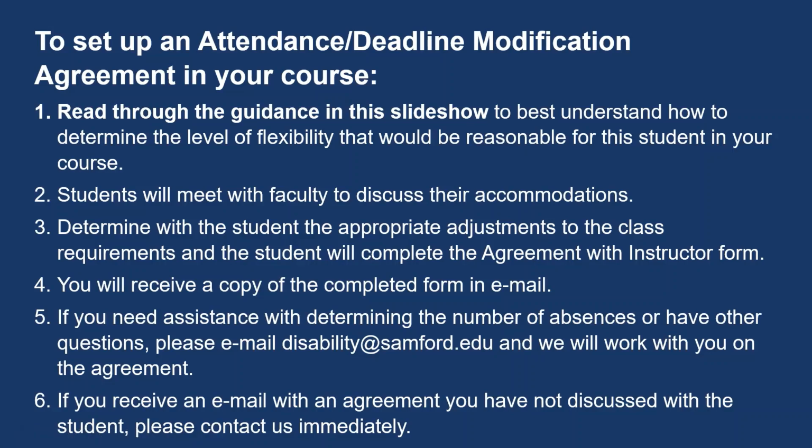To set up an attendance/deadline modification agreement in your course: 1. Read through the guidance in this slideshow to best understand how to determine the level of flexibility that would be reasonable for this student in your course. 2. Students will meet with faculty to discuss their accommodations. 3. Determine with the student the appropriate adjustments to the class requirements, and the student will complete the agreement with instructor form. 4. You will receive a copy of the completed form in an email.